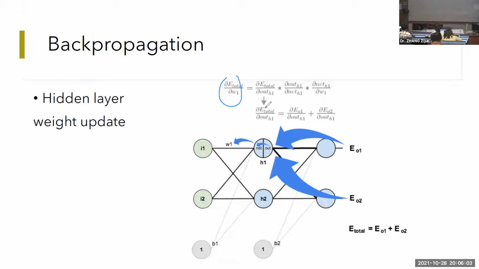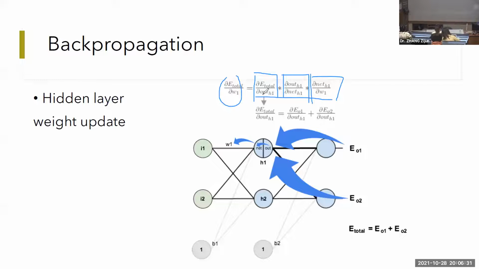But this is not doable directly. Then we use the chain rule to expand it. Then we will have 3 components. First, we take the loss according to the output at hidden node 1. And then we take the derivative of the output at hidden node 1 against its input. And finally, we take the derivative of the input into hidden node 1 according to weight 1.